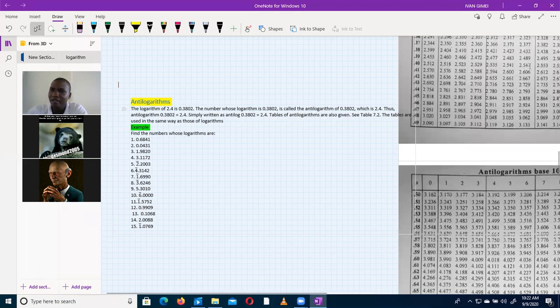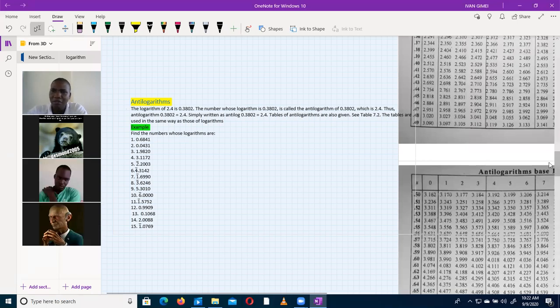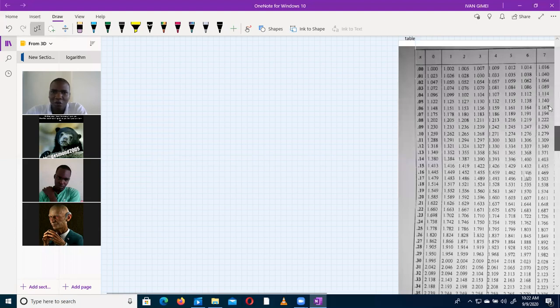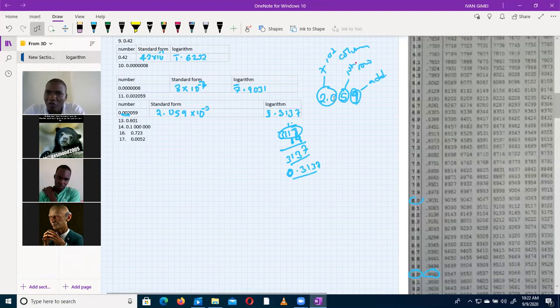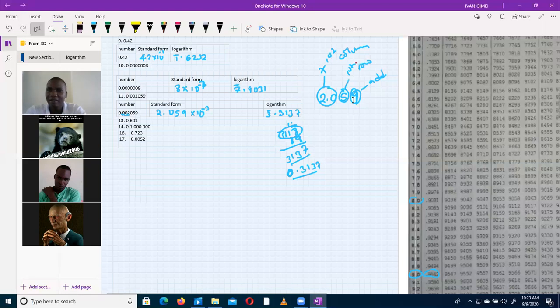Let me just take you back to the numbers we've been doing. We're saying the logarithm of 2.059 is 0.3137. Now, what is the antilogarithm of 0.3137? It will be the same as 2.059. The logarithm is this, the antilogarithm is in the reverse direction.